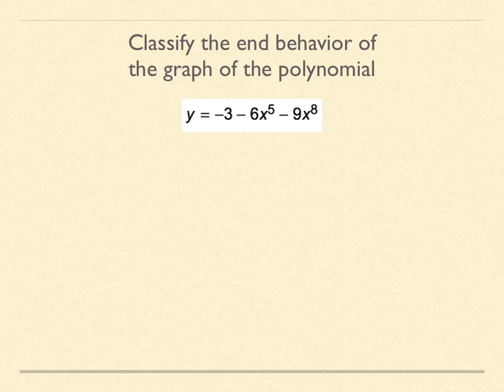Okay, last example. What term are we going to look at here? The big one. Negative 9x to the 8. So is negative 9 positive or negative? Negative. And is 8 even or odd? Even. So if it's even, they're going to have the same behavior. So it'll be up and up or down and down. So what do you think this one's going to be? Down and down. Because that 9 is negative, it's going to be down and down.